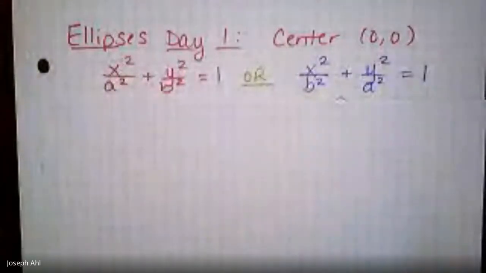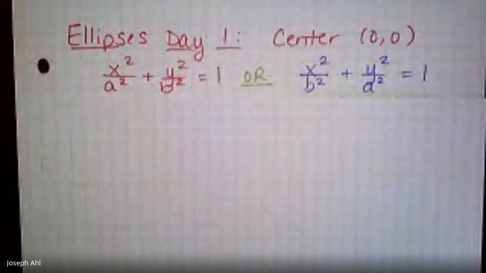So a little bit different looking than what we've seen with circles and what we've seen with parabolas so far. But we'll get used to these just like we do with anything else in class. So it's going to be x squared over a squared plus y squared over b squared equals 1. So in standard form, you'll find that the ellipse is equal to 1. Or you might see x squared over b squared plus y squared over a squared equal to 1.